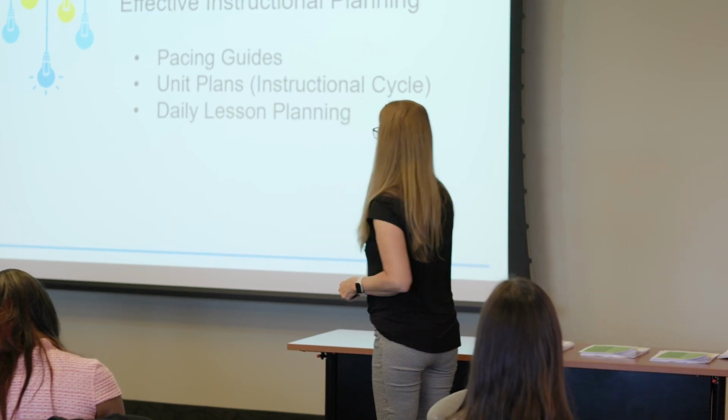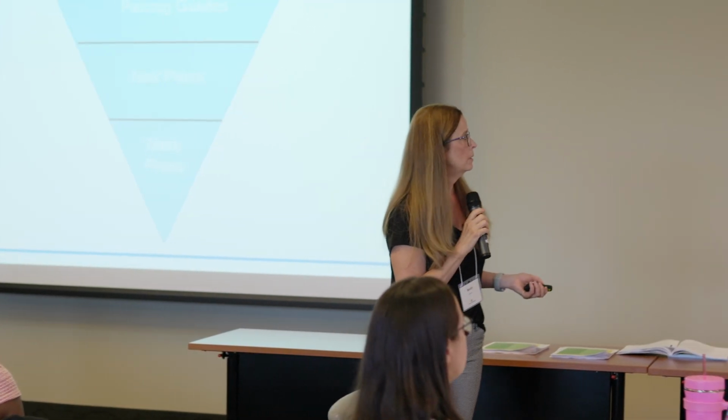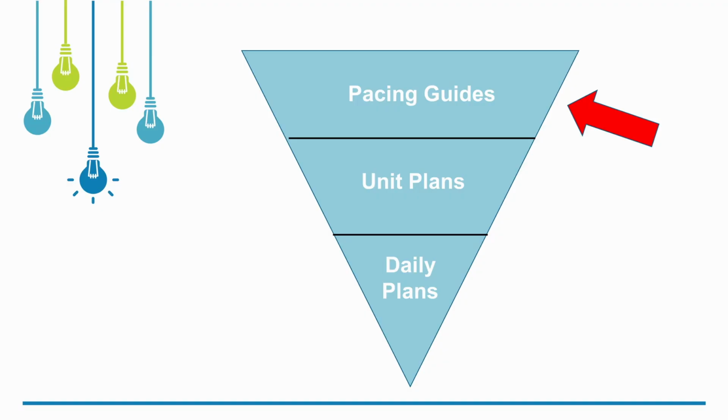So we're going to take each of these little sections and talk about them. Think about it as an inverted triangle. The pacing guide, as you know, is that big picture. Unit plans narrow down a little bit more, and then daily plans go into that more specific.